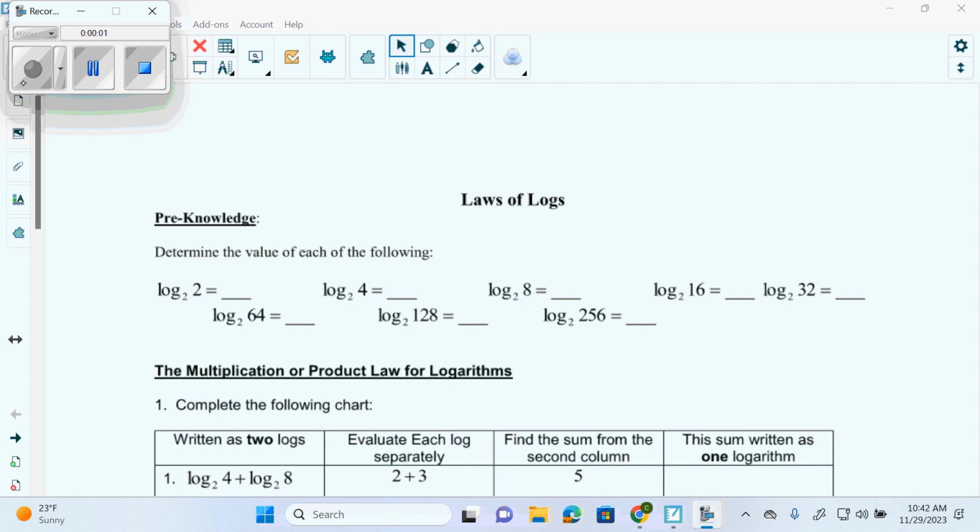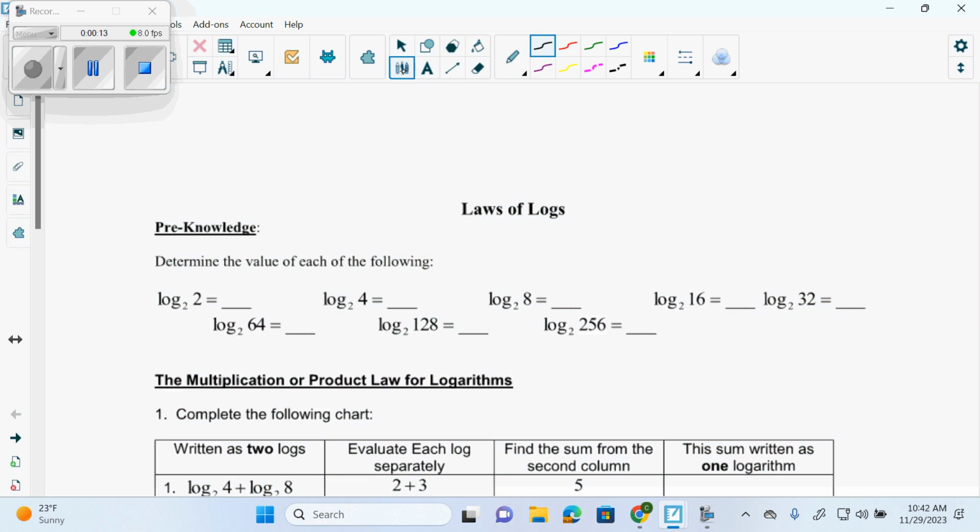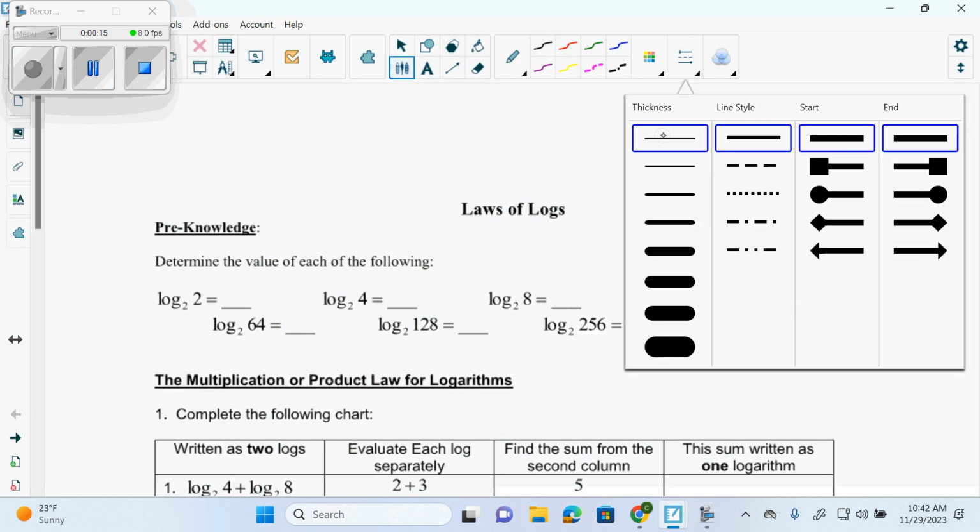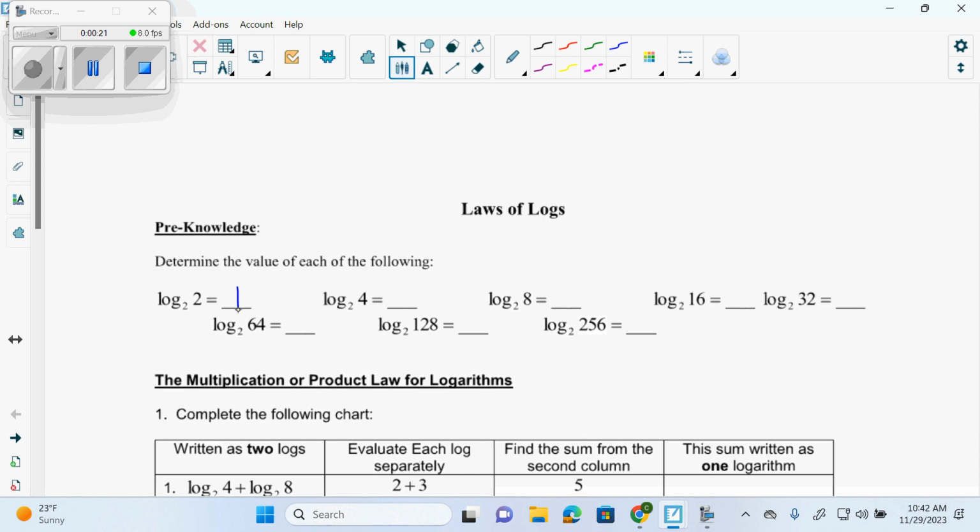We have the pre-knowledge of this one, that we've done all of these ones before. So what's log base 2 of 2? 1. Log base 2 of 2 is 1, because you say 2 to what exponent gets me 2?